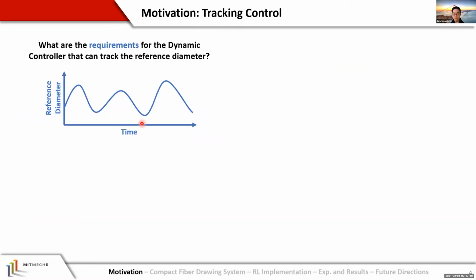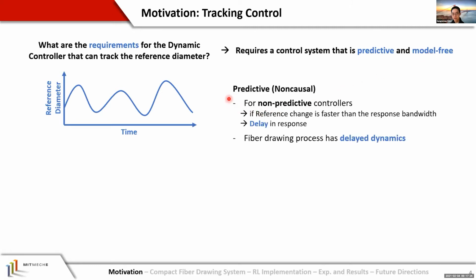So if we would like to develop such a controller, what are the main requirements? As I implied in the previous slides, the controller should be predictive and it should be model free. First, if the controller is not predictive, for example, like PID controllers, it will cause some delay in response. The delay becomes a problem when the reference trajectory is changing fast, especially for the systems that have delayed dynamics. This lack of predictiveness is critical to the tracking performance.